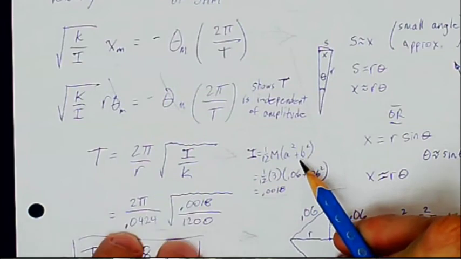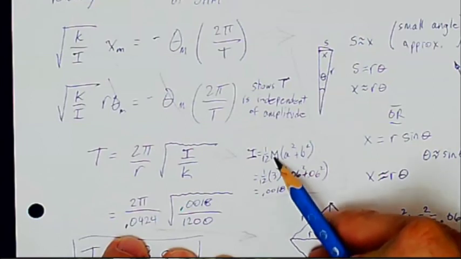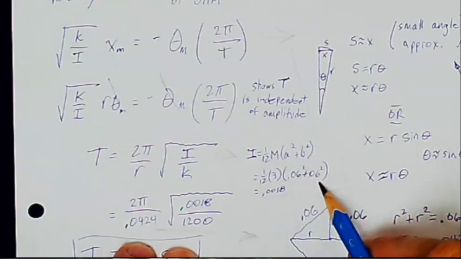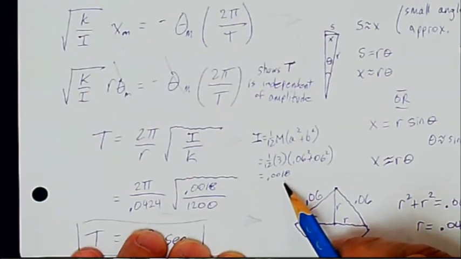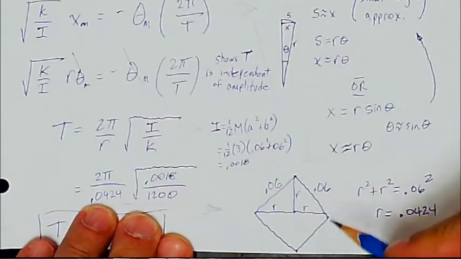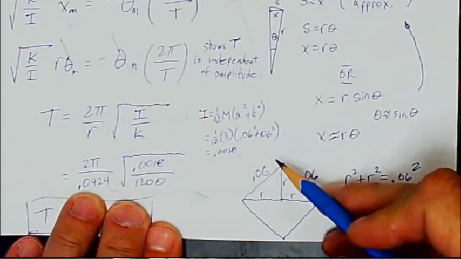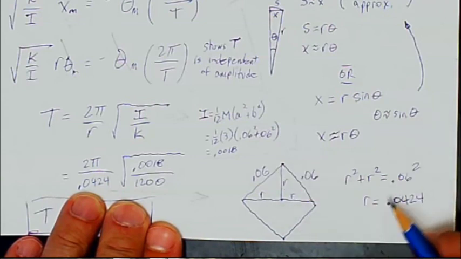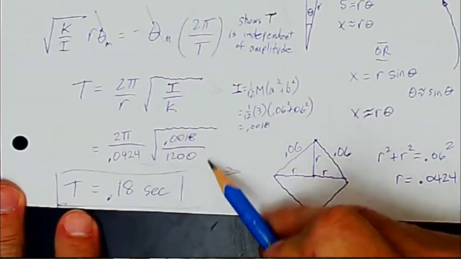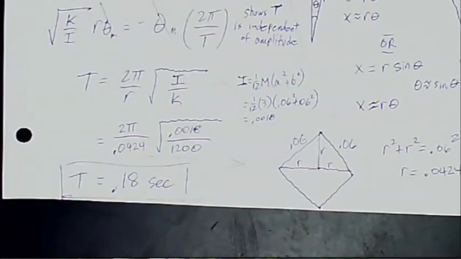So here's my calculation for the moment of inertia of the cube. This is the equation from table 10-2. The mass of the cube is 3 kilograms. Each side is 6 centimeters. So there's my value for moment of inertia. And the last thing I have to find is this r value. So here's r in my diagram. In the cube, that's where r shows up. So using the Pythagorean theorem on this right triangle right there, I can solve for r, 4.24 centimeters. There we go. I plug it in, and ta-da! The period of oscillation is 0.18 seconds.